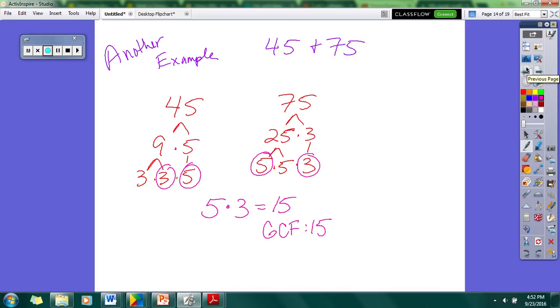One reason we want to know the greatest common factor is for simplifying fractions. That's going to be a big one this school year, so make sure that you know this greatest common factor, so it's going to be much easier to simplify fractions.